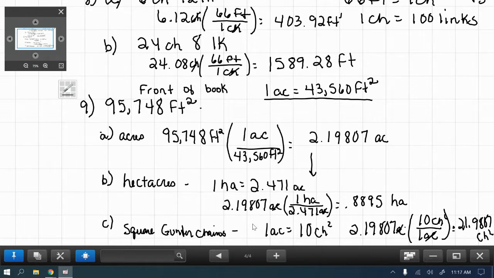All right, 10. I have a question about number 9. For A. Mhm. All right, it should be 95,748 divided by 1 acre instead. Well, we're wanting the answer in acres. So to get the answer in acres, this is your conversion. Do you agree 1 acre equals 43,560? Right here, top front of the book.